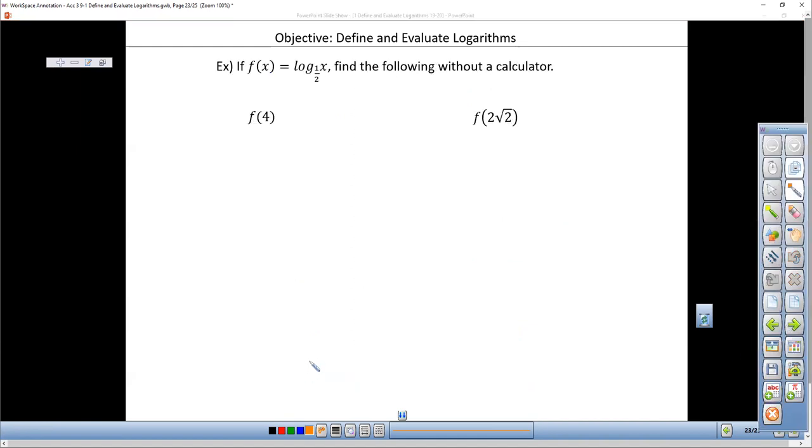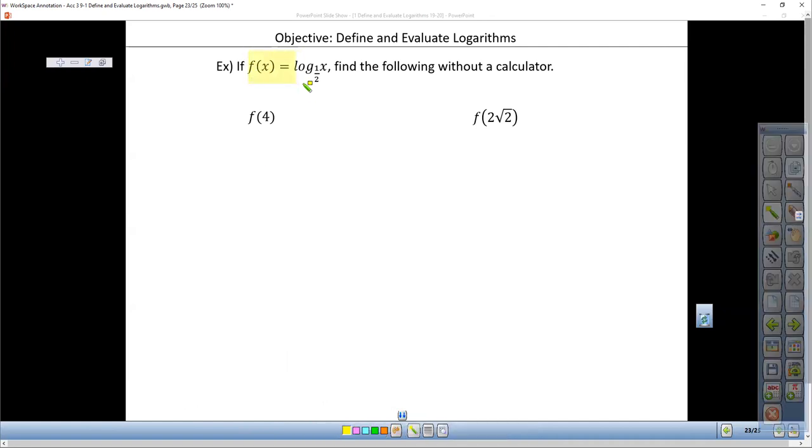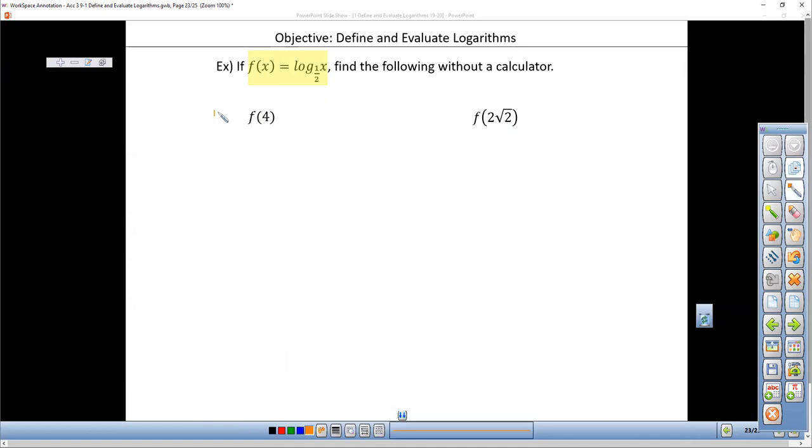All right. Now we're going to take a look at a slightly different problem here that still involves our understanding of logarithms. So we have this logarithmic function, f of x equals log base 1/4 of x. Find the following without a calculator. So we're going to find f of 4. Now remember, f of 4 means our x value is 4. So this would be equal to log base 1/4 of 4.